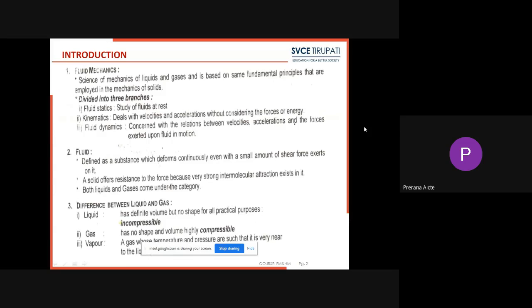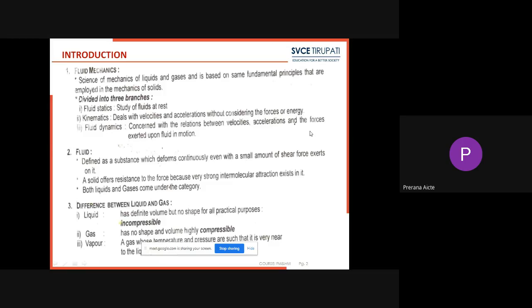So coming to the first topic, today I'm going to give a brief introduction regarding fluid mechanics, and then I'm going to discuss the properties of fluids, and then the impact of jets, the force which is acting on the jets.